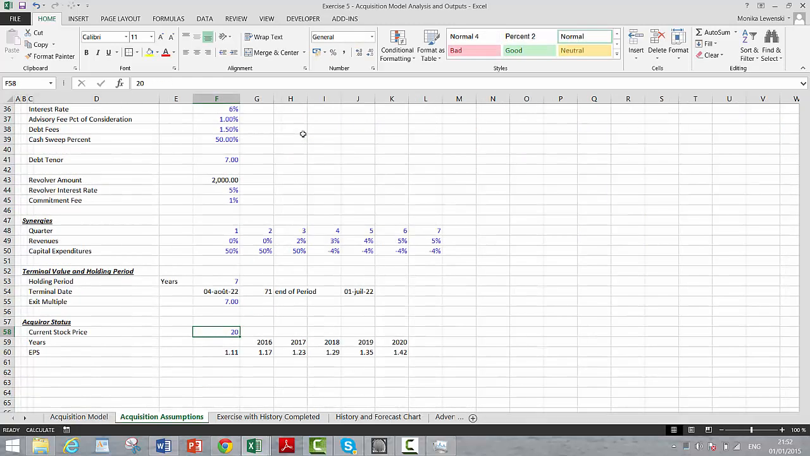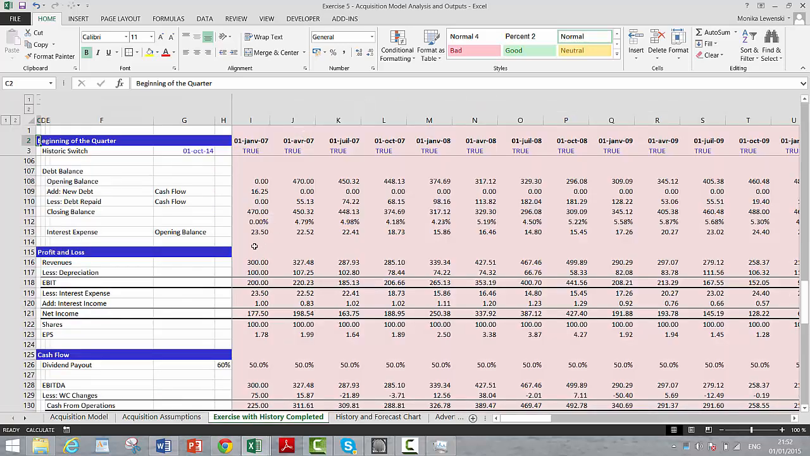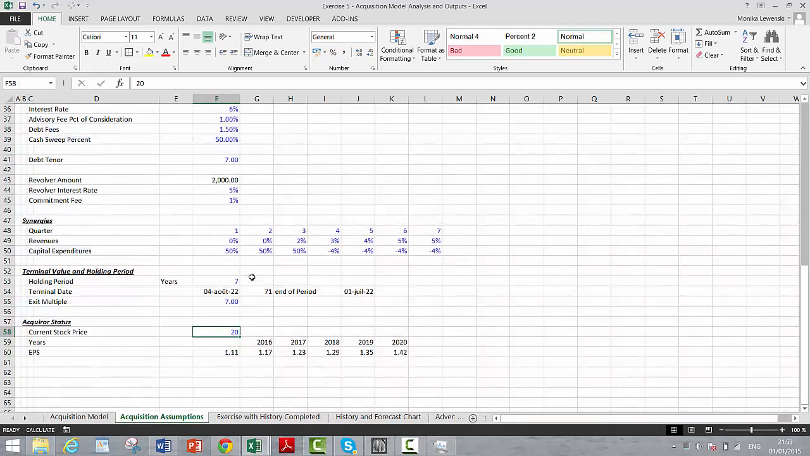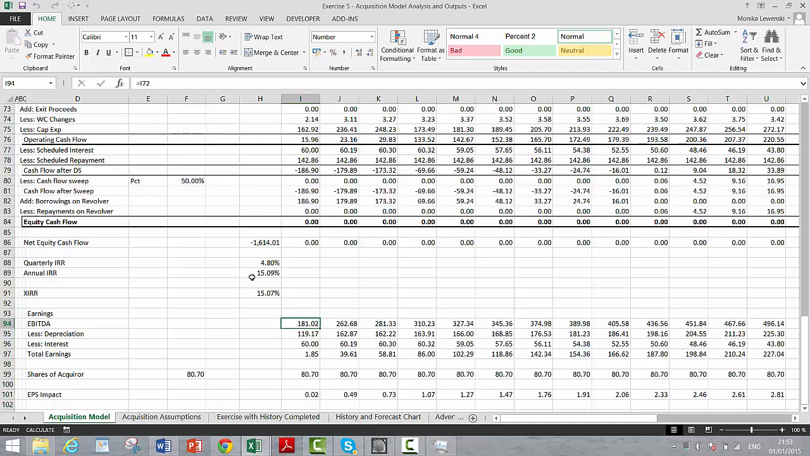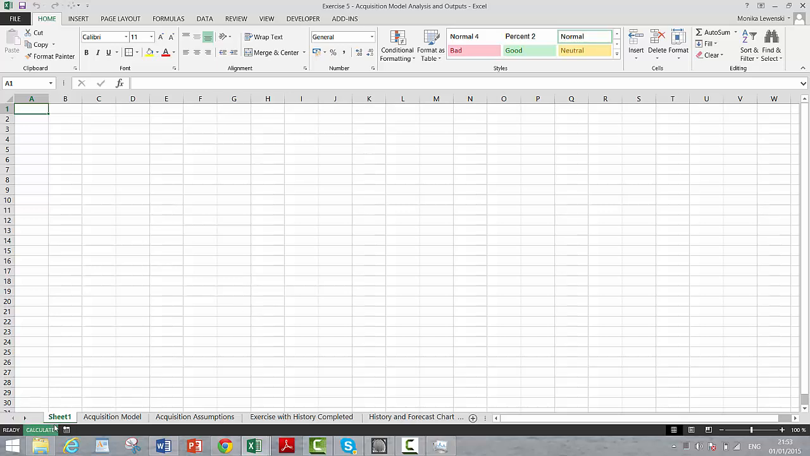Did I forget something in the profit and loss statement? Profit and loss, revenues minus depreciation. We didn't have any interest income, so I think we're okay. Okay, and there's our EPS impact, and let's do the same thing. Now, why don't we make another page to summarize a few of our outputs? Okay, Shift F11, which I don't seem to be able to press, and this will be kind of a summary page.